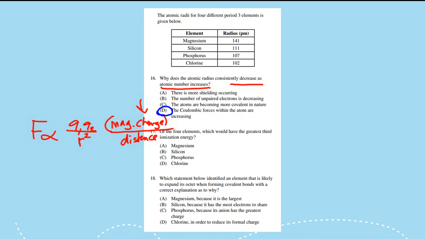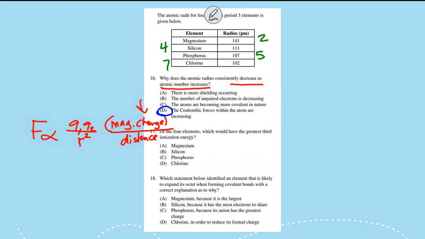Of the four elements, which would have the greatest third ionization energy? That'll be fun. And what do we typically base this on? Looking at what? Valence electrons versus ionization energy of a core electron. How many valence electrons does magnesium have? 2. How many does silicon have? 4, 5, and chlorine is 7.